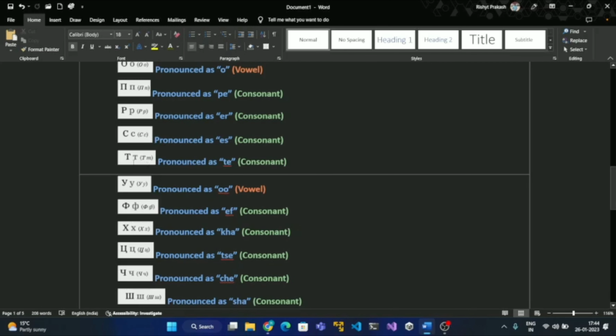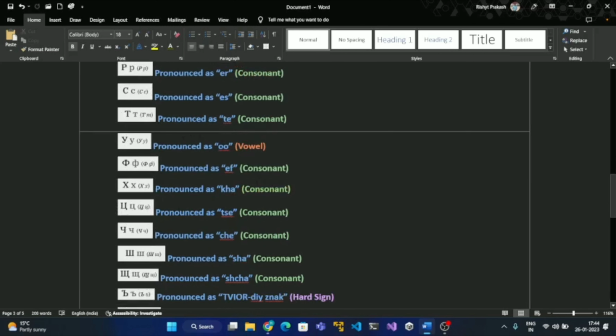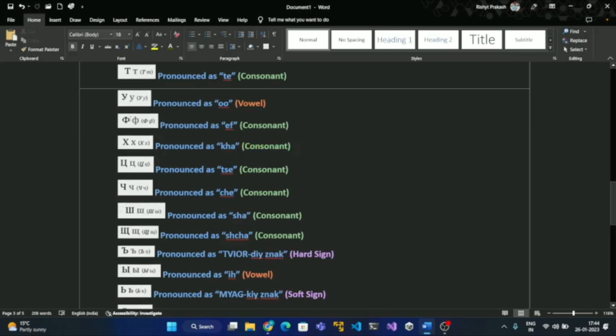The next one that we have is T. It is pretty much similar to the English T, and it is also a consonant. The next one is U. It is a vowel, and you can see it looks like an English Y, but it is a Russian U. After that we have F, and it is a consonant.